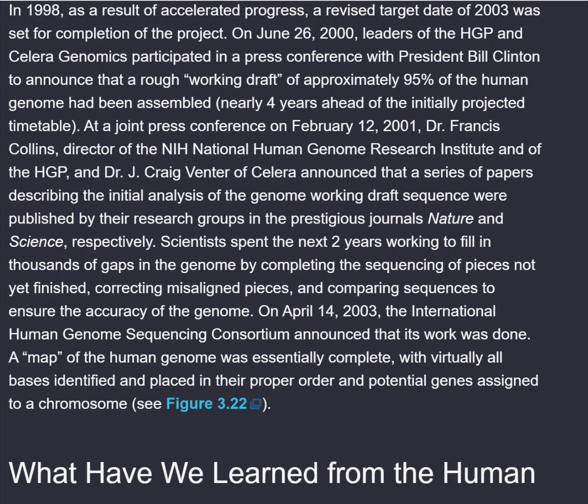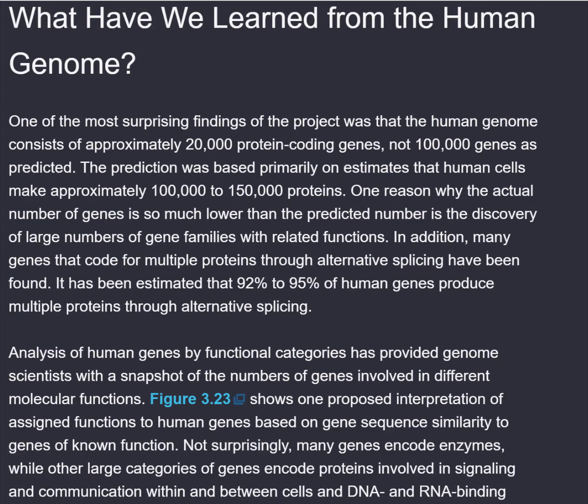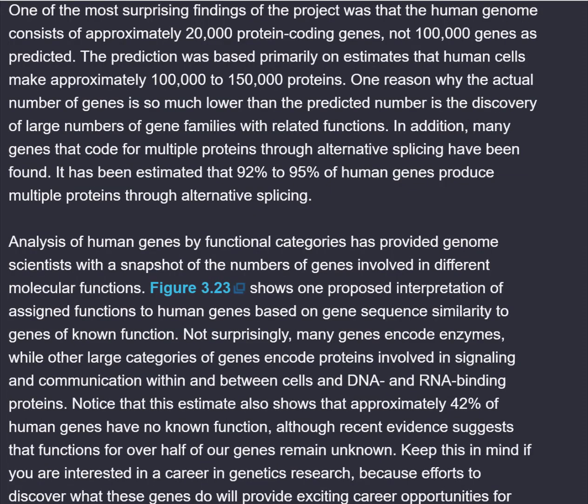Scientists spent the next 2 years working to fill in thousands of gaps in the genome by completing the sequencing of pieces not yet finished, correcting misaligned pieces, and comparing sequences to ensure the accuracy of the genome. On April 14, 2003, the International Human Genome Sequencing Consortium announced that its work was done. A map of the human genome was essentially complete, with virtually all bases identified and placed in their proper order and potential genes assigned to a chromosome. See Figure 3.22. What have we learned from the human genome?